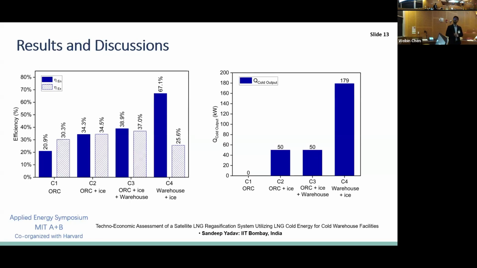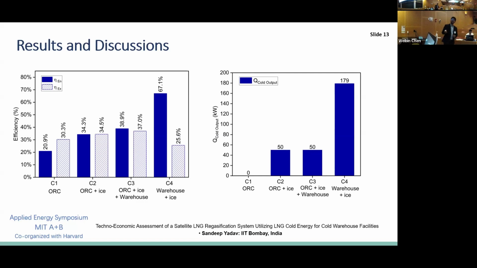Now coming to the results and discussion part, in case 1, when only power is generated using ORC, we have a system efficiency of around 20.9%, and when we introduce ice generation, we can increase the energy efficiency to 34.3%. We are also adding one cold stream to generate 50 megawatt of power. Apart from that, we are generating 39 kilowatt of power with the ORC.